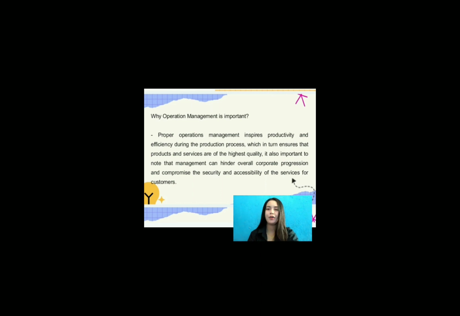Without operation management, the company or any organization can experience significant inefficiency in their process. It is also important to note that poor operation management can hinder overall corporate progression and compromise the security and accessibility for the customers.